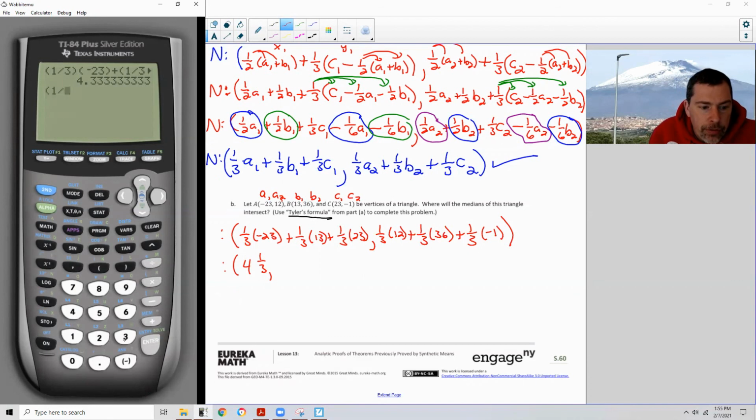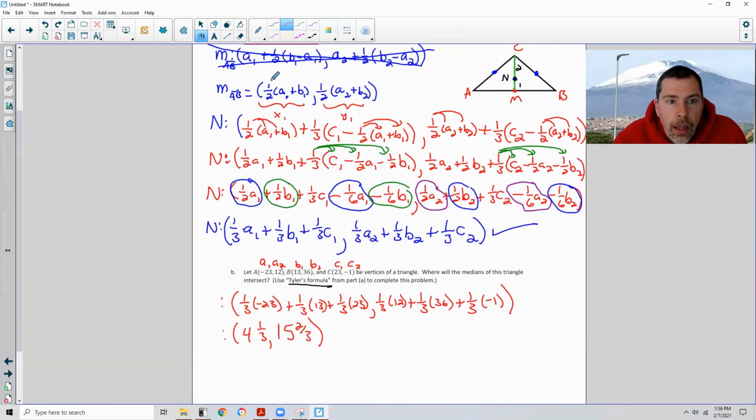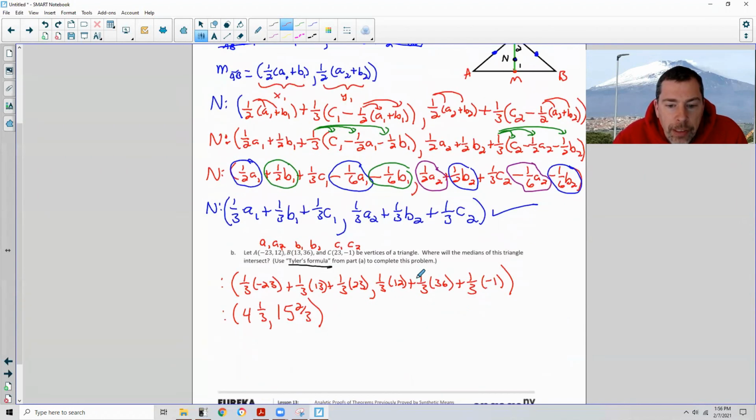So it's going to be 1/3 times 12, which we know is 4, plus 1/3 times 36, which we know is 12. We're just going to use the calculator, plus 1/3 times -1, which is -1/3. And that will give us the point 15 2/3. So what that means is if we put this triangle on a Cartesian coordinate plane and graphed it out, then the point 4 1/3, comma 15 2/3 would be the point of concurrency of the medians.